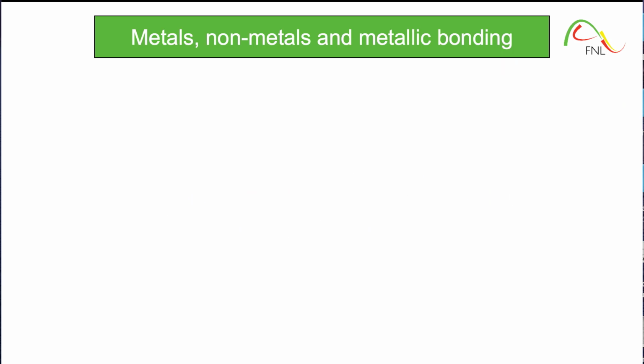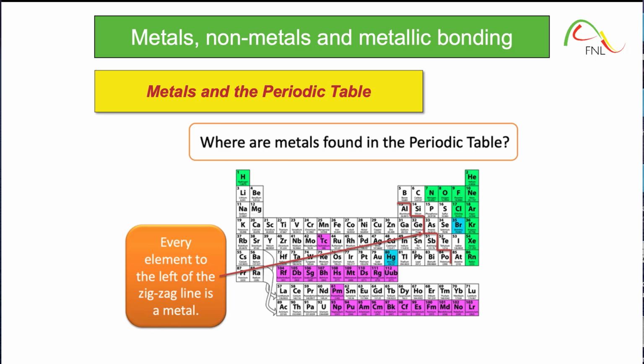Hello and welcome to this video in which we'll be looking at metals, non-metals and metallic bonding. Now let's just go back for a second, think about metals and where they are in the periodic table. Well, can you see this zigzag line here? This denotes the partition between metals and non-metals.